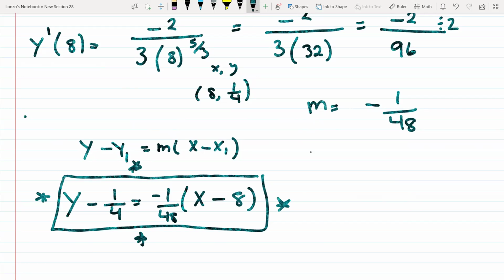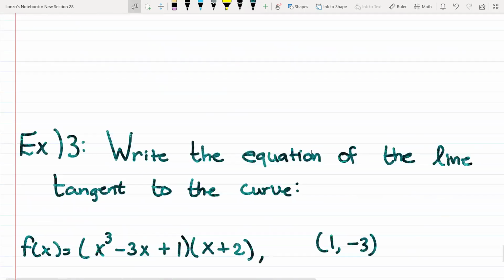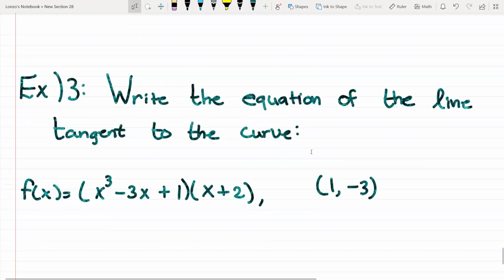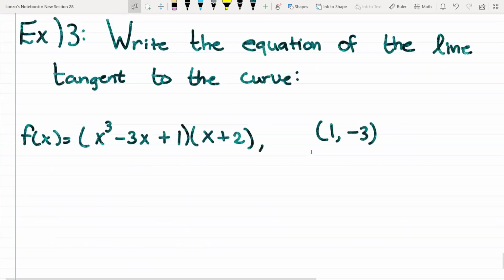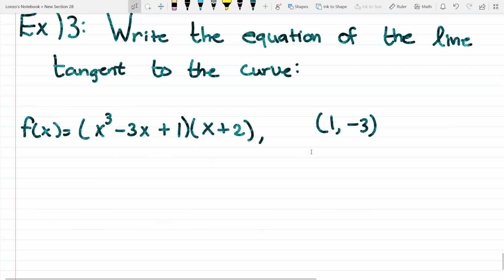Okay, I am going to continue example 3. I think, yeah, there's only 3 examples for this one. We'll do the other examples in another video. So example 3 says, write the equation of the line tangent to the curve f of x equals x cubed minus 3x plus 1 times x plus 2 at the point 1, negative 3.